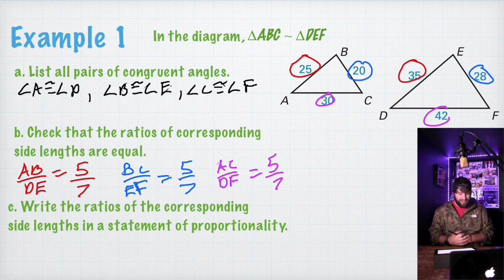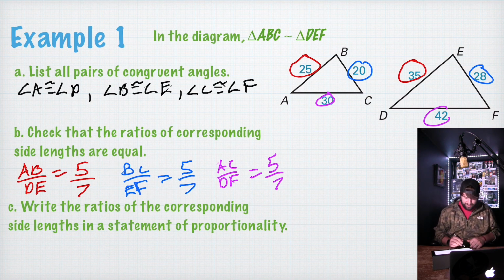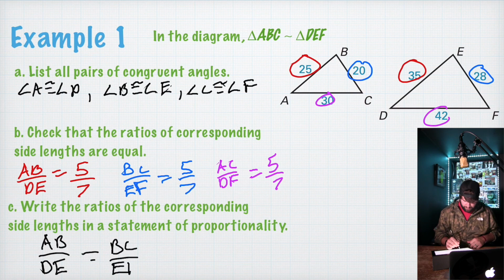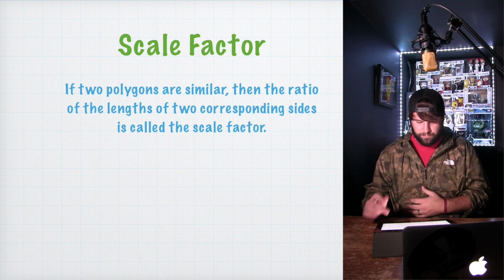Okay, write the ratios of the corresponding side lengths in a statement of proportionality. A statement of proportionality is simply this. AB over DE equals BC over EF equals AC over DF. And you just write that down. So AB over DE equals BC over EF, which equals AC over DF. Okay, let's go ahead and keep going.